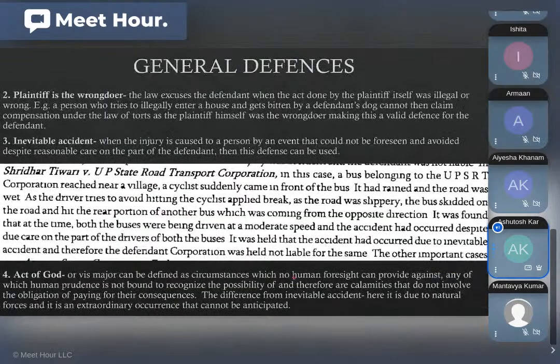All right. So the next defense we have is plaintiff is the wrongdoer. So let me make it clear to you. Plaintiff is the person जो कि case file कर रहा है against another person seeking damages. Okay. मतलब उसका कोई right violate हुआ है plaintiff का और वो defendant से damages चाहता है. हम जो पढ़ रहे हैं these are defenses. मतलब these are things that the defendant can use to avoid paying the damages.